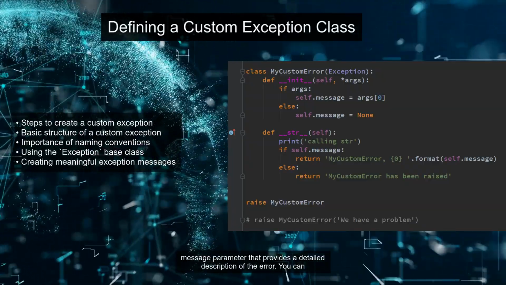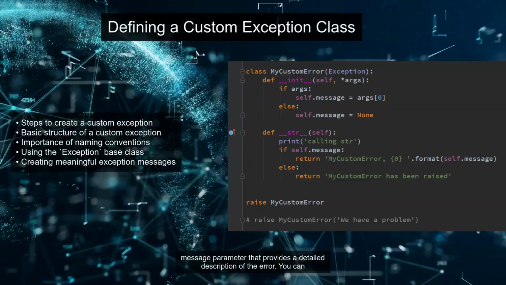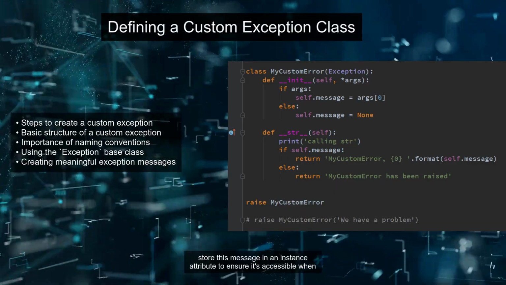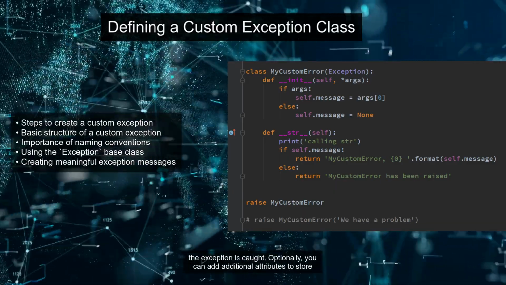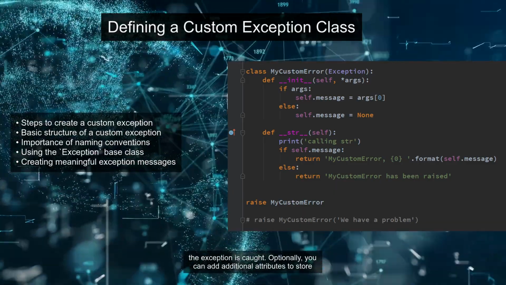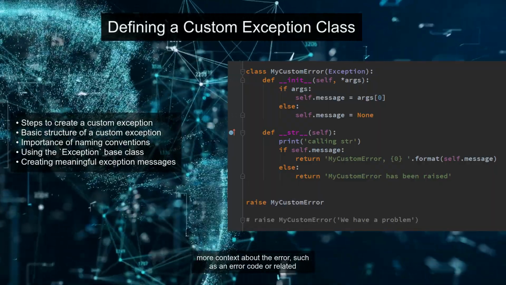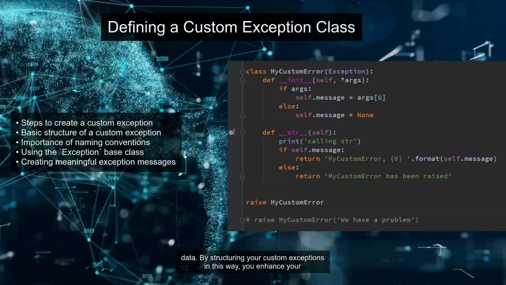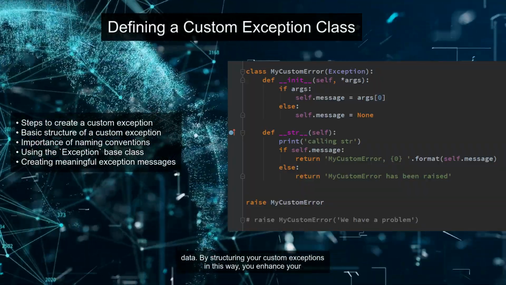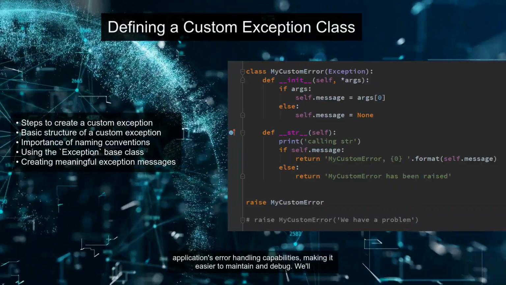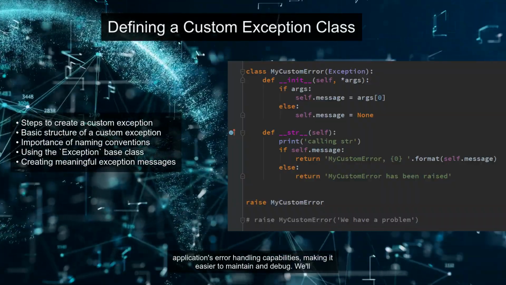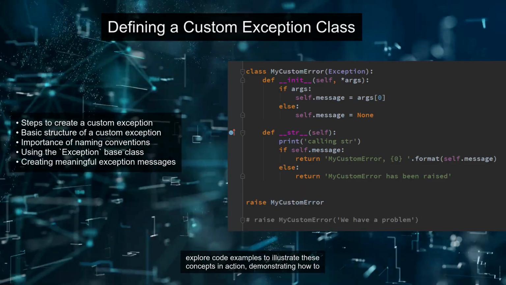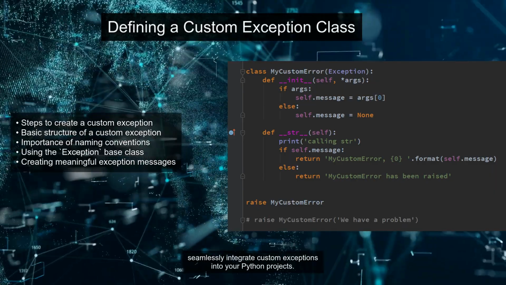This method typically accepts a message parameter that provides a detailed description of the error. You can store this message in an instance attribute to ensure it's accessible when the exception is caught. Optionally, you can add additional attributes to store more context about the error, such as an error code or related data. By structuring your custom exceptions in this way, you enhance your application's error handling capabilities, making it easier to maintain and debug. We'll explore code examples to illustrate these concepts in action, demonstrating how to seamlessly integrate custom exceptions into your Python projects.